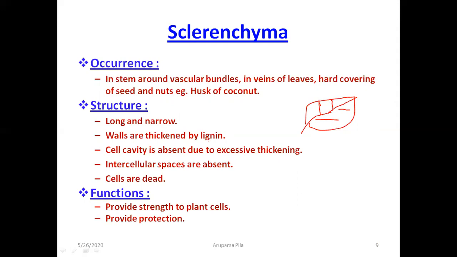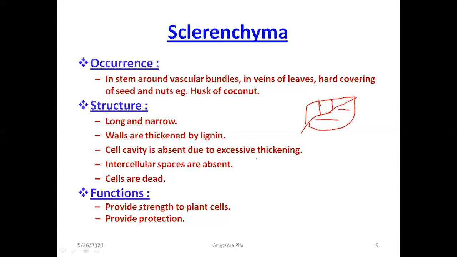It is a chemical compound deposited in the cell walls of plants, making them rigid and woody. So what is that thing which is making the parts of the plant rigid and woody? That chemical substance is lignin. Fine. And then the cell cavity is absent due to excessive thickening. Because of excessive thickening the cell cavity is completely absent.